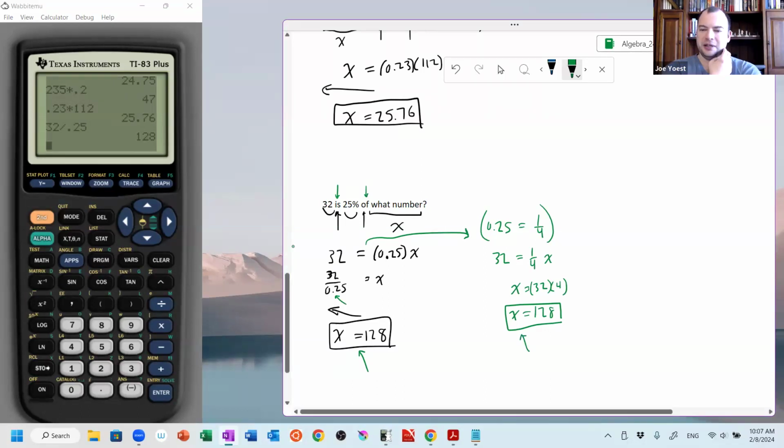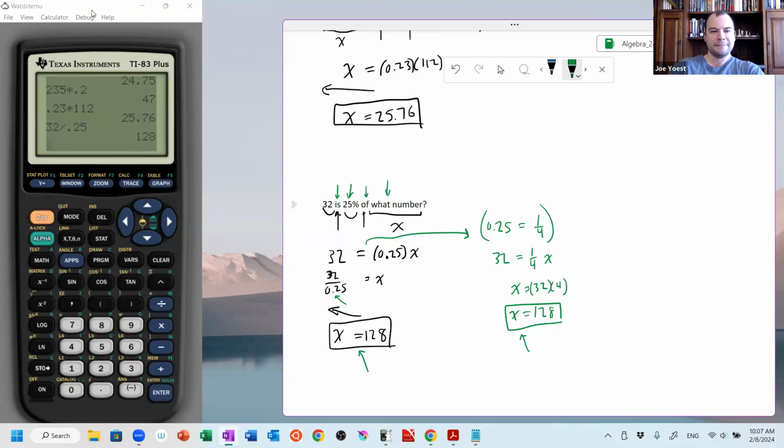And then as a quick check, x is say around 100. 25% of 100 is 25. That's around 32. That seems to be in the ballpark of what we're looking for. Or we could check directly what's 25% of 128. And that is 32. So that's exactly what I wanted.